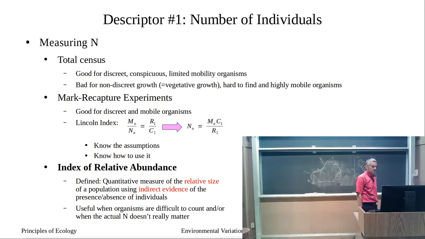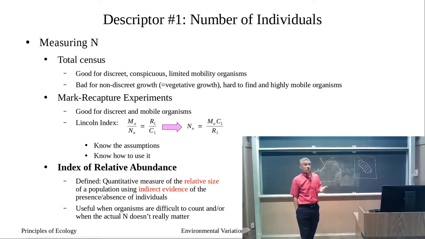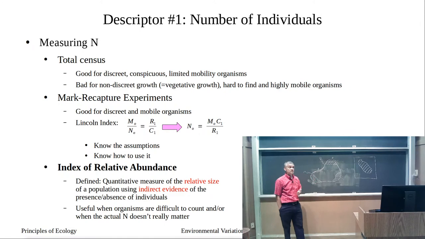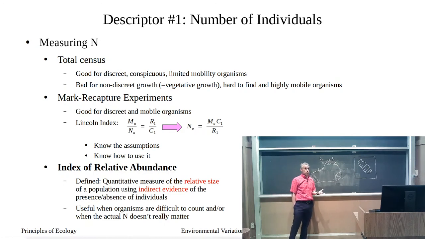And I put these terms, these words, these phrases in red for a reason, because this kind of tells us how we calculate the index of relative abundance. One, we don't have to see the individual. All that we're looking for is evidence that the individuals are there. All right, and the more evidence we see, the more likely we have more individuals in that area.